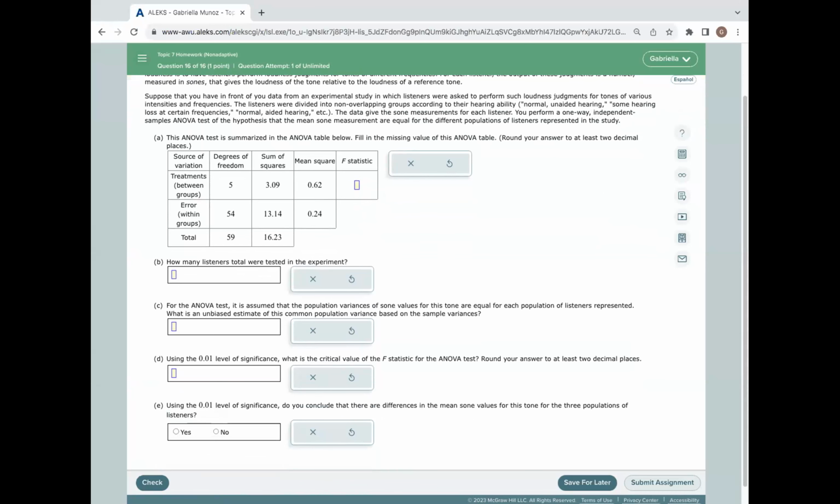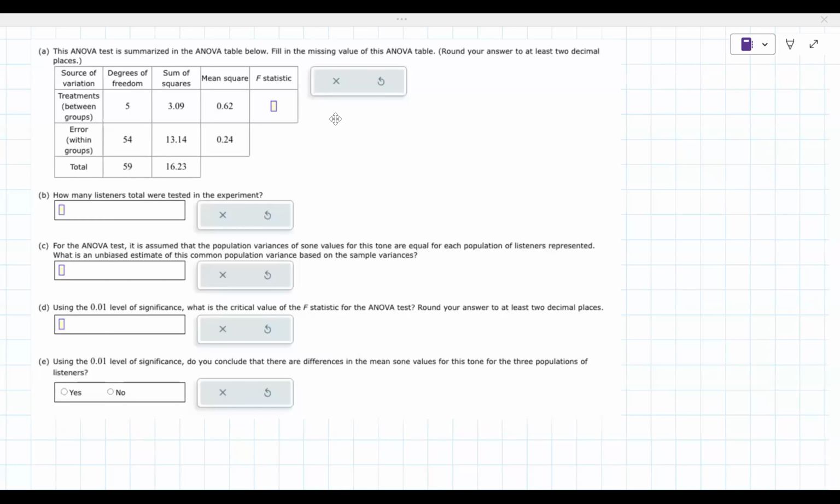Let me share my screen. Okay, so the way to calculate this F right here, call that A. A is the mean square between groups, so 0.62 divided by the 0.24. So you've got to divide that. I got 2.58. All right, very good. 2.58, that works for me.